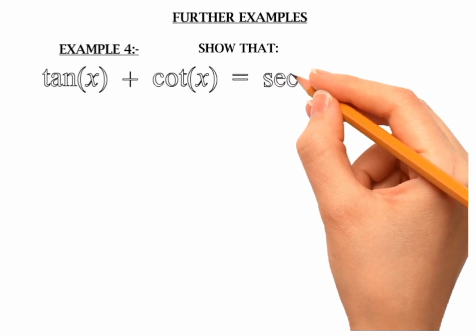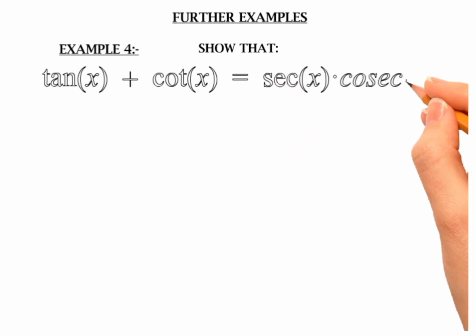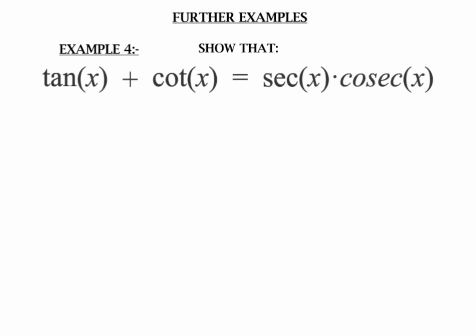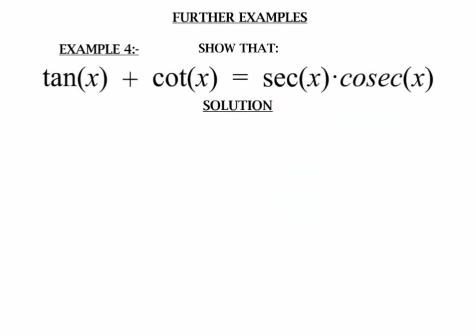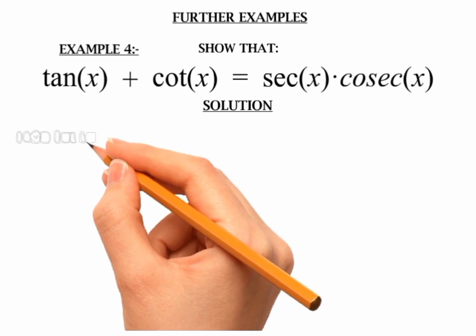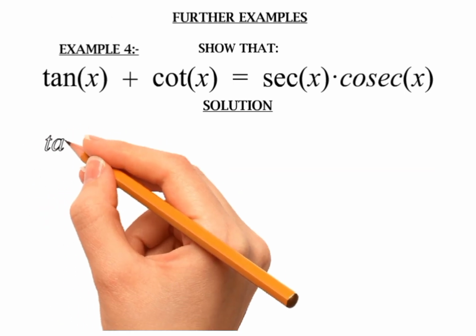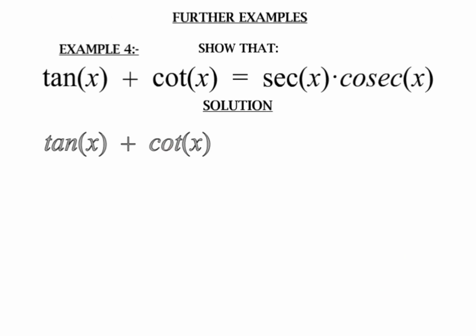Example 4. We want to prove that tan x plus cot x is equal to sec x cosec x. This is interesting. By insight, I will choose to start the proof from the left-hand side, so that conversion to a single fraction will be the only task there for me. You may decide to start the proof from the right-hand side, it is your choice. All roads lead to Rome. Just ensure that your simplification and modification is error-free.